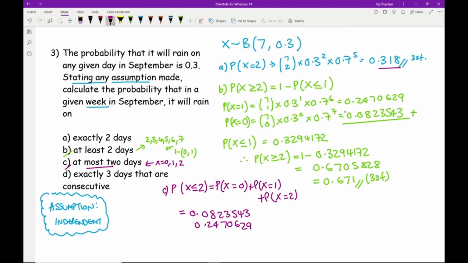So I'm using the answer from A and the two answers from B, and I've got 0.318, and if I add all of those up I get a final answer of 0.647069, which gives me an answer of 0.647, which is 3 SF. Done. Now for D, this one's a little bit more complicated.